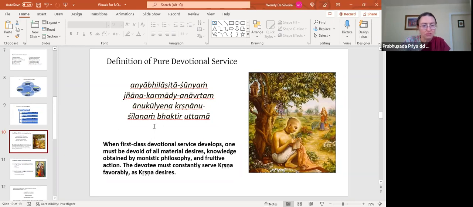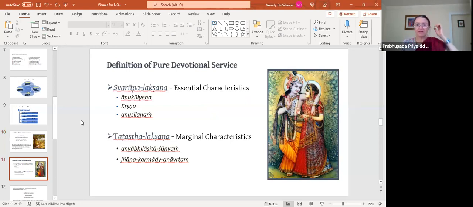Okay, so then we have another slide here. In this definition for pure devotional service, it's broken down into two categories of things: the Swarup Lakshana, or those essential characteristics, and the Tatashta Lakshana, or marginal characteristics. So the Swarup Lakshana, these are the things that define bhakti. So if you want to answer the question, what is bhakti? Then it's this.